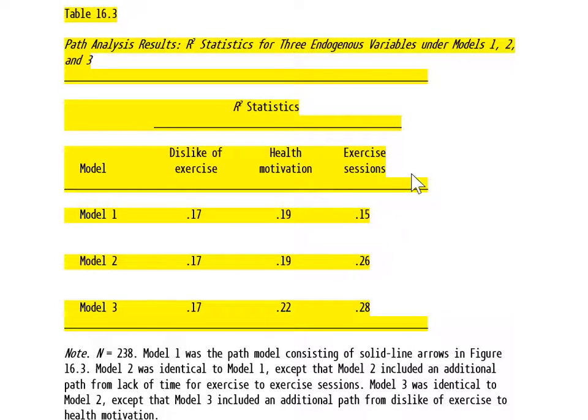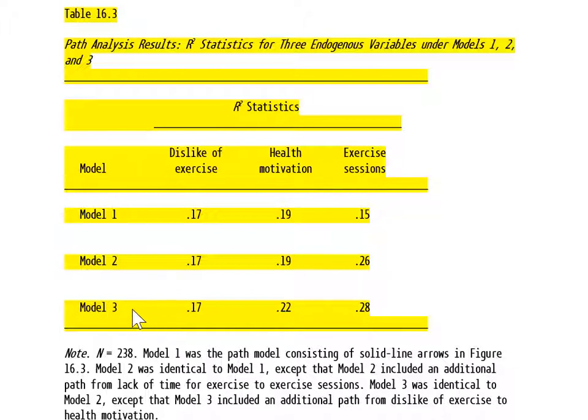With Model 1, R-squared statistic for exercise sessions was not very high. Remember, the ultimate outcome variable that Dr. O'Day wants to predict is exercise sessions, how many exercise sessions a person engages in a typical week. With the various predictive variables included in Model 1, she was only accounting for 15% of the variance in exercise sessions. But when she went to Model 2, where she had added an additional path from antecedent variables to exercise sessions, there was a big increase in R-squared. It improved from 15% to 26%.